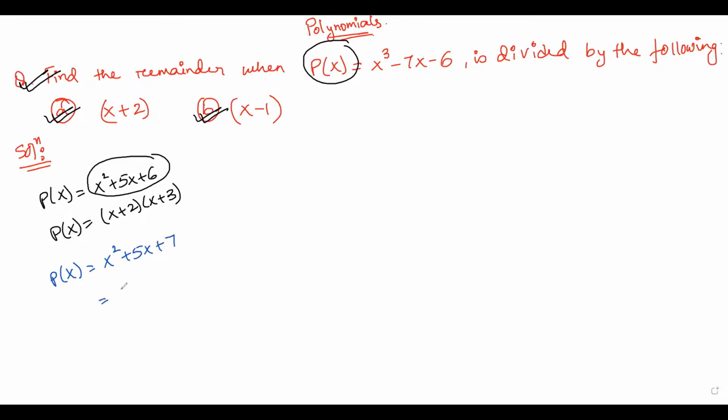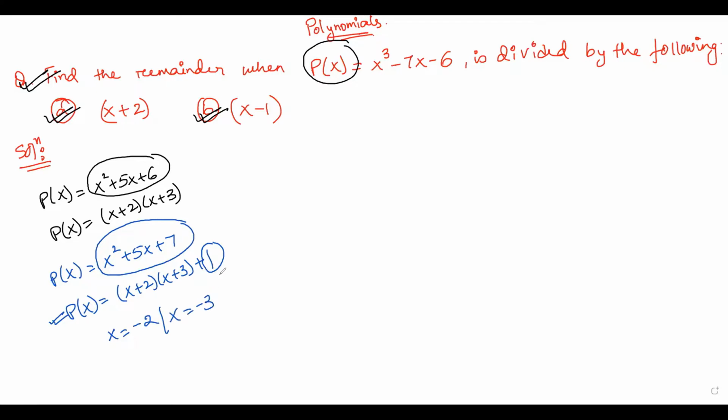In that case, this can be written as (x + 2)(x + 3) + 1. So now when this polynomial is divided by x + 2 or x + 3, the remainder would be simply 1. But every time we don't have to write the polynomial in this way. What we can do is we can simply take the polynomial in this form and we can directly put the value of x to be -2 or x to be -3 to find the remainder.